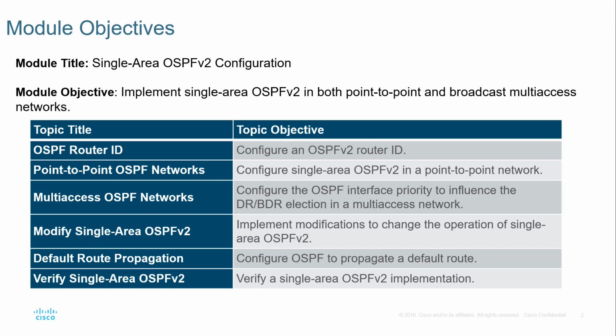That will be bringing up the designated router and backup designated router configurations and how to modify priority information. We're going to talk about how to modify a single area OSPF and how to implement those changes as well. We're going to talk about default route propagation, and at the end about verifying implementation of OSPFv2. So let's go ahead and jump right in.